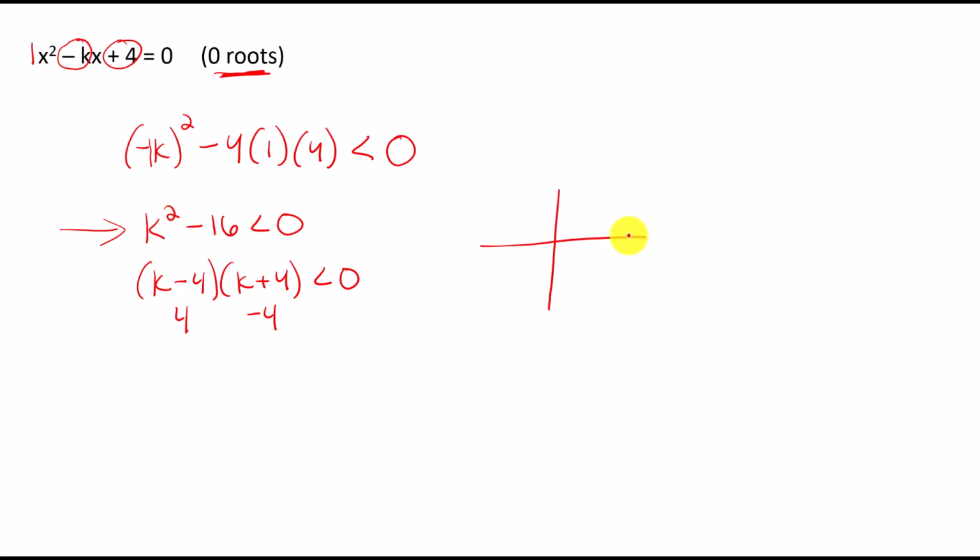So because this crosses at 4 and negative 4, and since this k squared is positive, I know my graph is going to open up. But I'm asking for where is this less than 0, or below the x-axis. So that's this part of my graph. So remember when that happens, this has to be written as k is between the lower number, negative 4, and the higher one, 4 here. We're using k instead of x, but k has to be between negative 4 and 4.